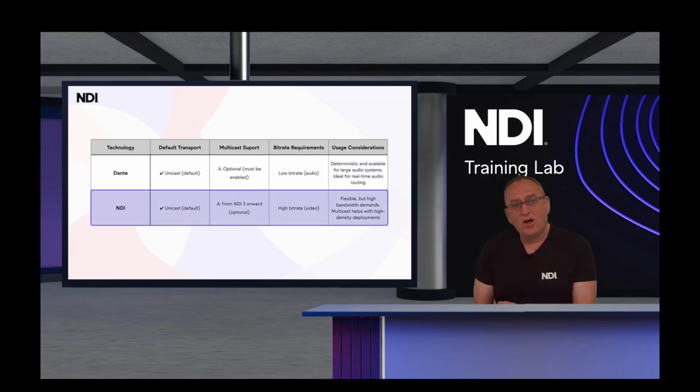NDI, designed for high-quality video transport, also uses unicast by default, with multicast available starting from NDI 3 for high-density distribution scenarios. Unicast provides flexibility but requires careful bandwidth planning in larger deployments.